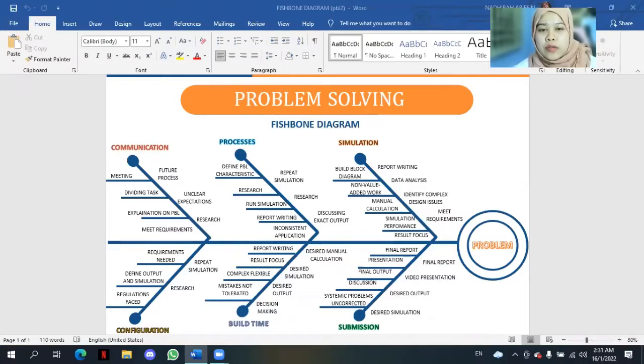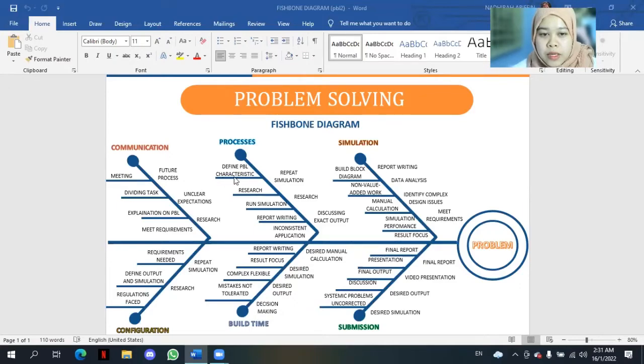So for the fishbone diagram, the problem solving for this PBL2, I will present the diagram. First is the communication: start with meeting, then dividing tasks, explanation on PBL and meet the requirements. Next is for the future process: unclear expectations, and then research. Second is for the processes.